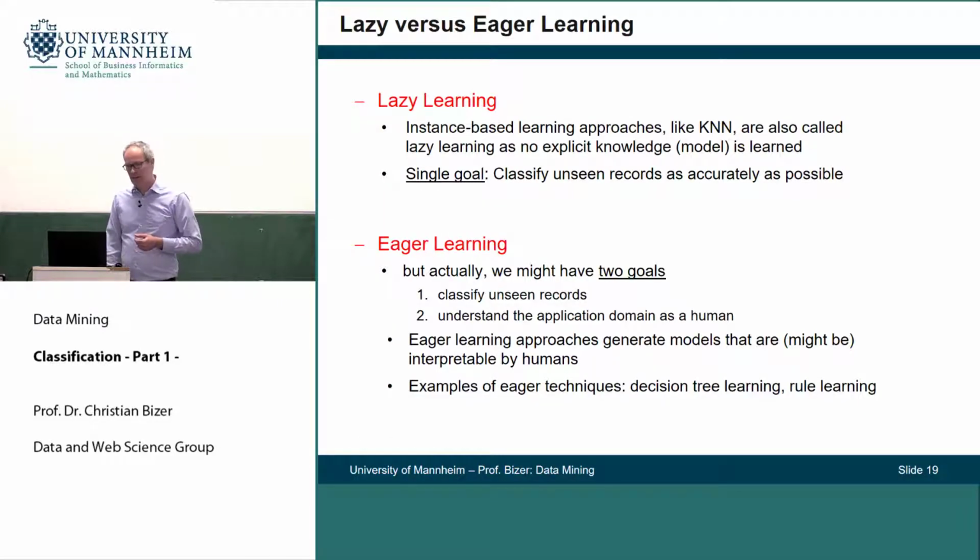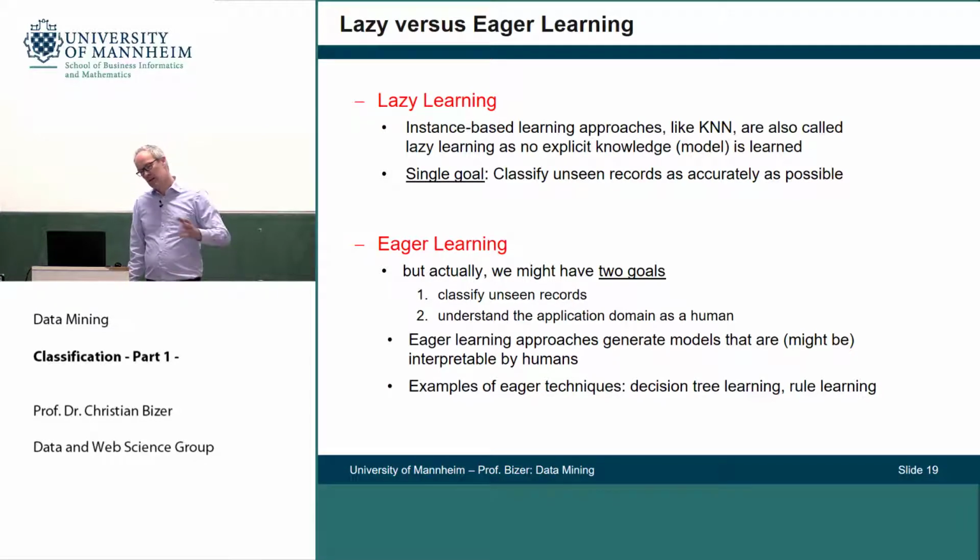We are always talking about learning a model. Actually, KNN is not learning. This can be termed lazy learning, because actually what we do is we store the examples, and at runtime we search through these examples, select the neighbors, and have them predict. So this is called lazy learning. There's no explicit model learned. It's just the example data that is used at runtime. So a single goal here is to be good at classifying unseen instances, and KNN can be good at doing this.